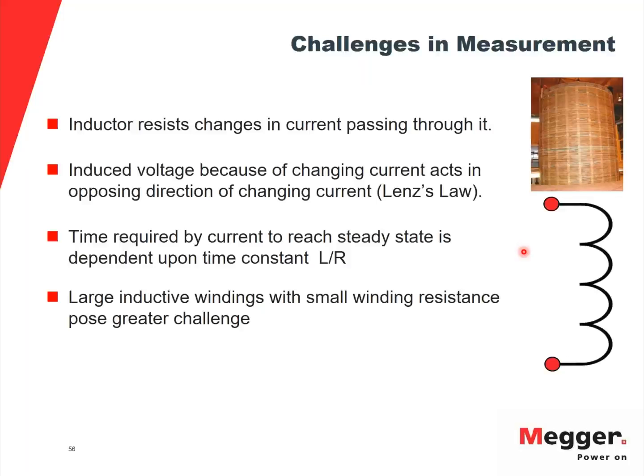Once again, to reiterate, the bigger the winding, the bigger the inductance, and the more difficult time you would have getting a stable measurement. The amount of time it takes to get a stable reading is based upon the time constant, which is defined as L over R. If you have higher inductance, obviously the time constant would be higher and it would take more time.